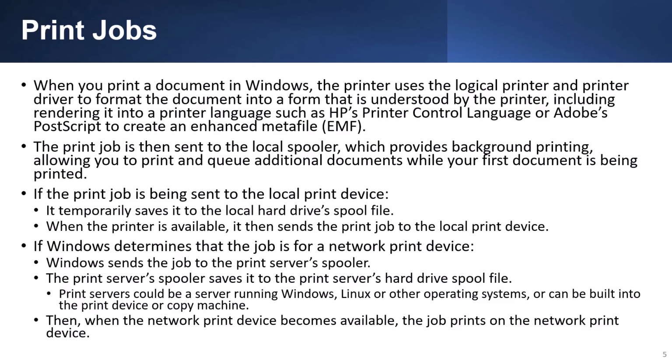If the print job is being sent to the local printer device, it temporarily saves it to the local hard drive spool file. When the printer is available, it then sends the print job to the local print device. If Windows determines that the job is for a network print device, Windows sends the job to the print server spooler. The print server spooler saves it to the print server's hard drive spool file. Print servers could be servers running Windows, Linux, or other operating systems, or can be built into the print device or copy machine. Then when the network print device becomes available, the job prints on the network print device.